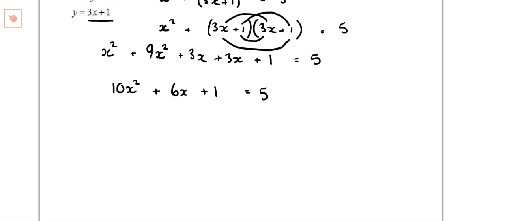For a quadratic, we need it to be equal to 0, so subtract 5. So we've got 10x squared plus 6x, and we subtract 5 to make it 0, so it makes minus 4 equals 0. Now, what would you do at this stage? What are the options? Use the quadratic formula. Split the middle term, yeah.